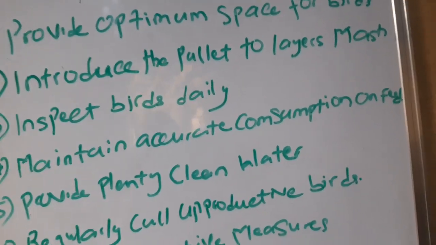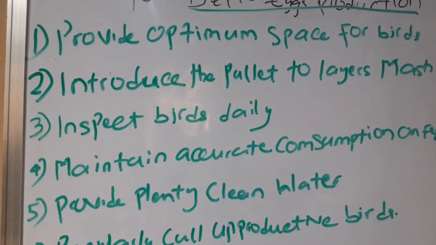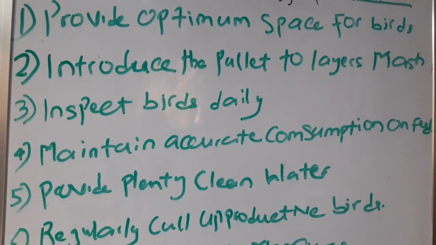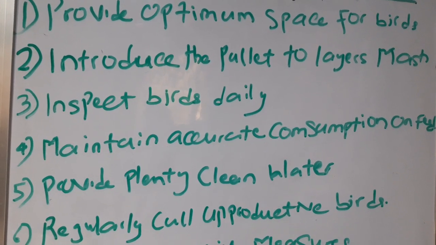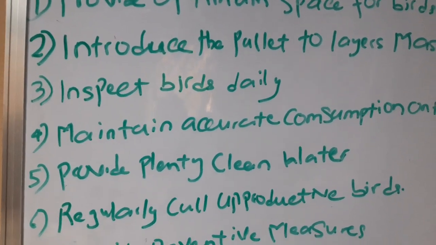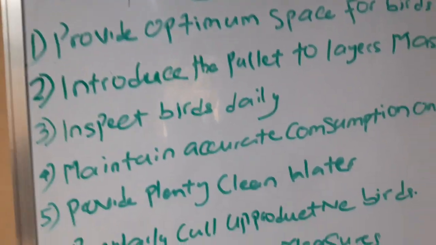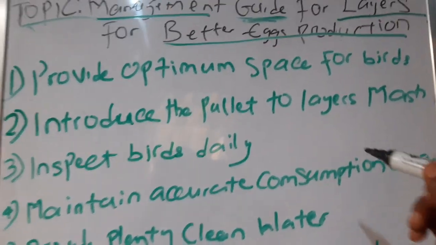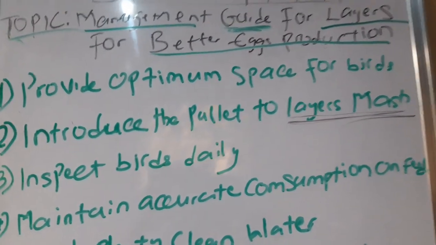So the second one is to introduce the pullets to layer mash. At every stage, the birds have different feed. At the beginning they use chick mash. So introduce the pullets to layer mash, preferably after the first eggs have been dropped. After the first egg has been dropped, you have to introduce them to what? You have to introduce them to layer mash.